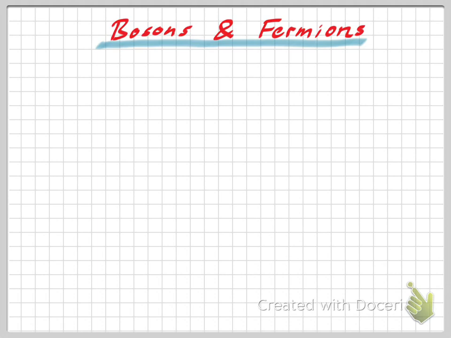We're going to introduce a very interesting, very fascinating topic in quantum mechanics, namely the distinction between two types of particles, one type called bosons and the other type fermions. So what is the distinction and what is it based in?